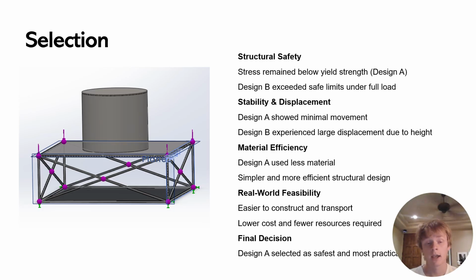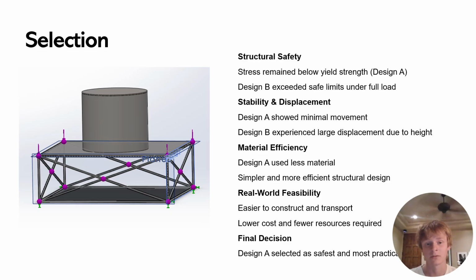The conclusion we came to after doing our analysis is that design A would be the much better water tower. The first and most important factor was structural safety. Design A consistently remained below the material's yield strength under all loading conditions, meaning it would not fail. In contrast, Design B exceeded safe stress limits in several cases, especially under full load and higher wind conditions.